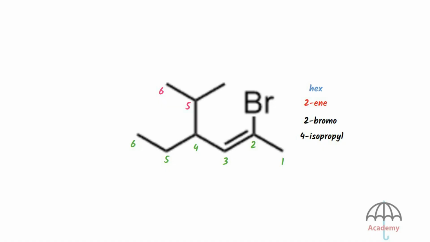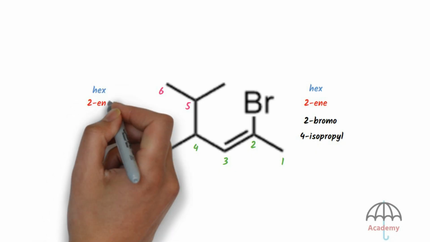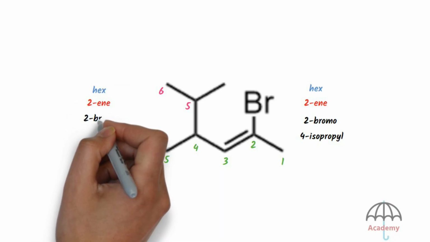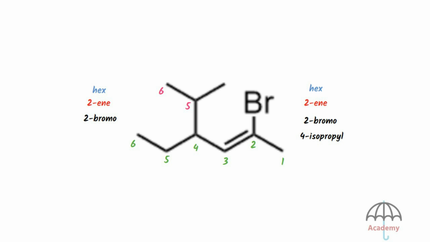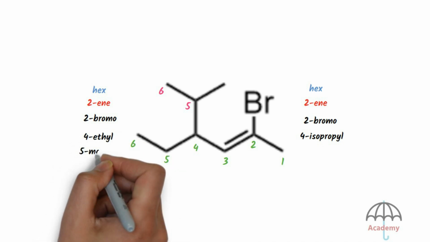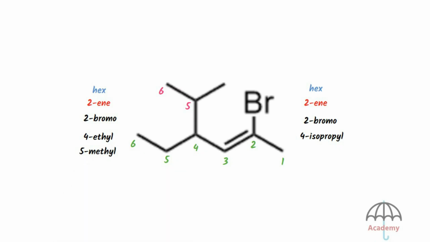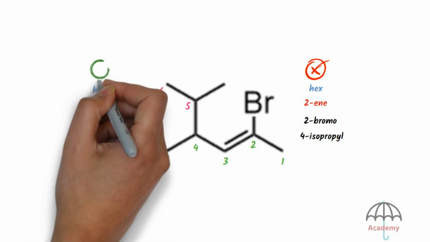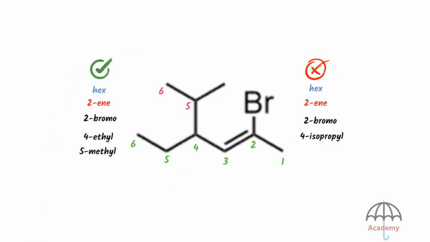There is no change in parent carbon chain. We have root word hex. The double bond still has number 2. At C2 we have a bromo group. At C4 we now have an ethyl group. At C5 we have a methyl group. So we have 3 substituents here, compared to only 2 substituents in the other case. So we don't choose that one, but this parent chain with more substituents is chosen.